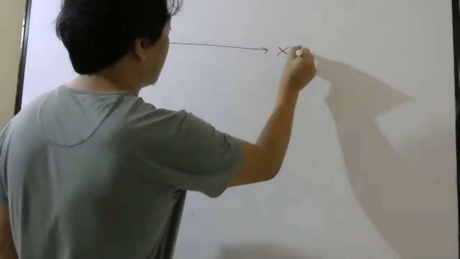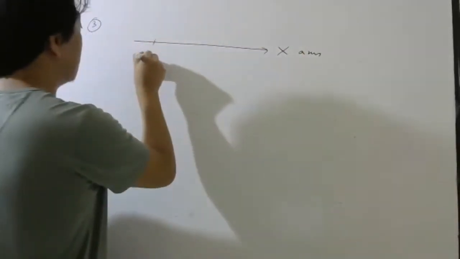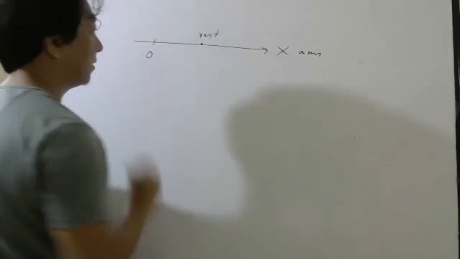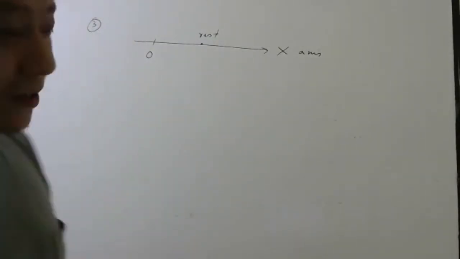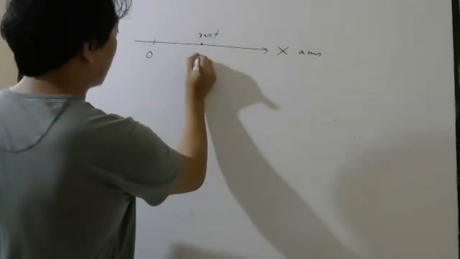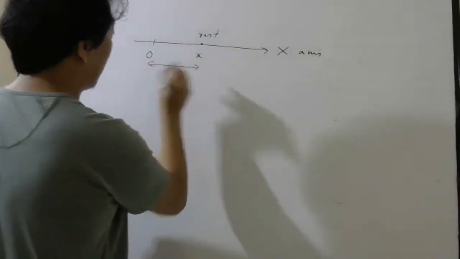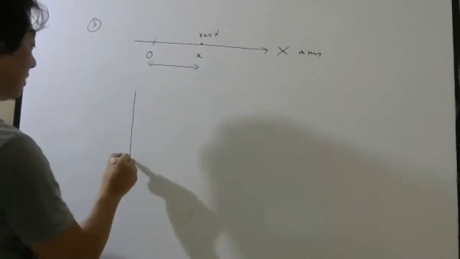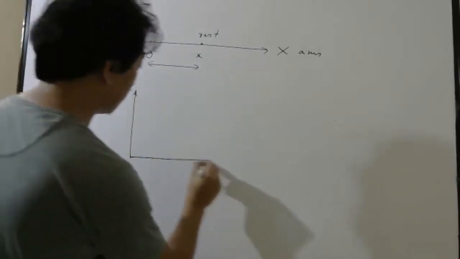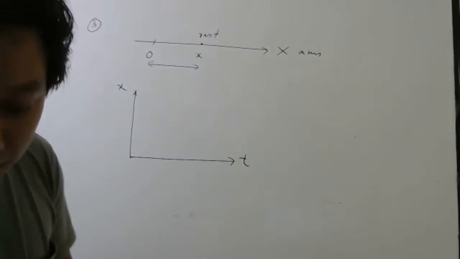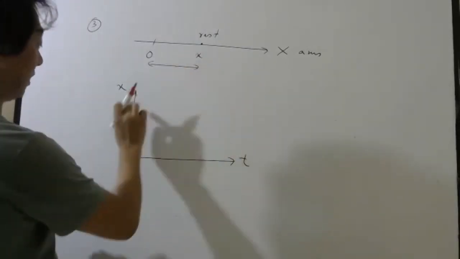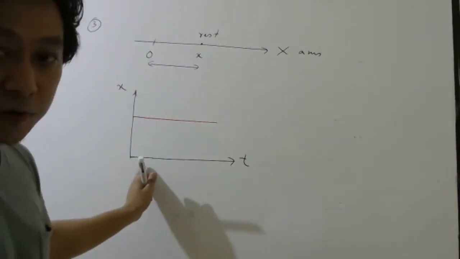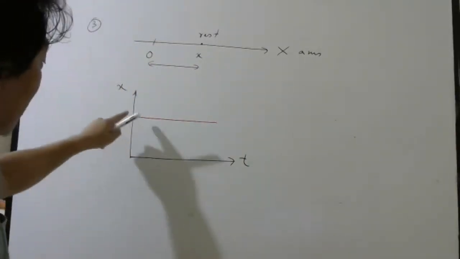Here is your x-axis. This is the origin. Your body is at rest. So your x coordinate will be some number and that number will be constant. It will not change. So how will the x-t graph look? Since x does not change, since x is constant, it will look like this. Correct? Time will change, obviously, but x will not change.